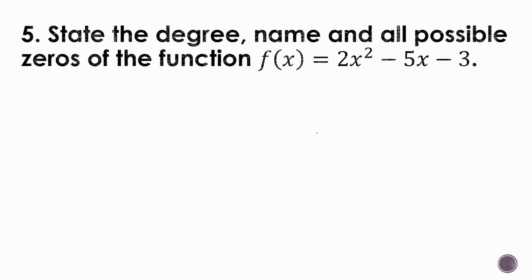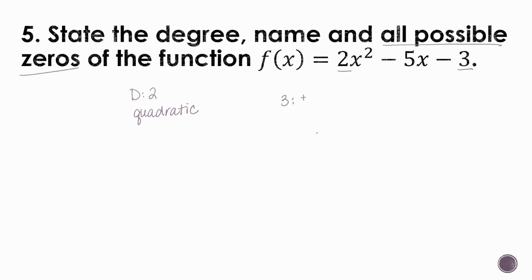State the degree, name, and all possible zeros of the function. So the degree is 2. This is called a quadratic. Remember that you need to know the names of the polynomials: quadratic, cubic, quartic, quintic. And then all of the possible zeros. That's where we take the factors of 3 divided by the factors of 2.